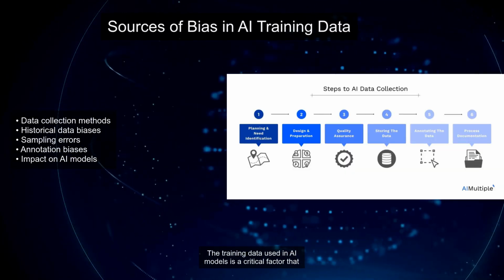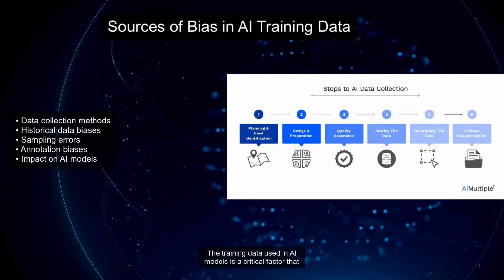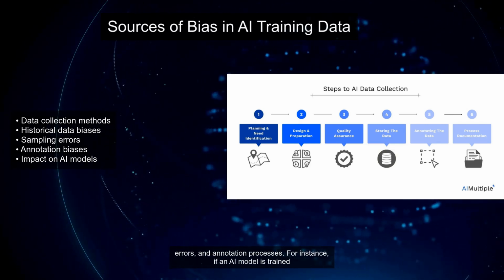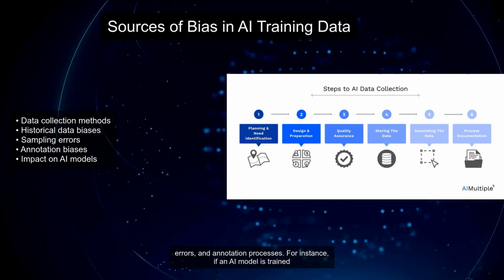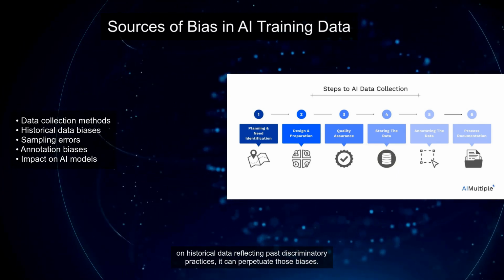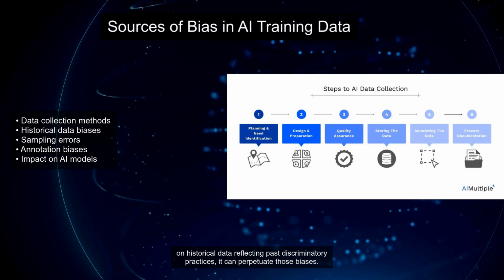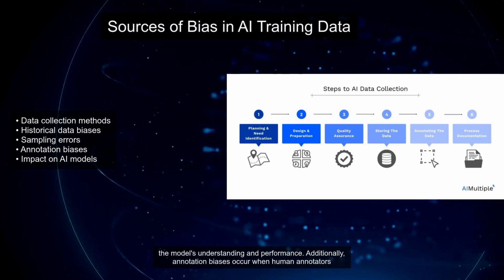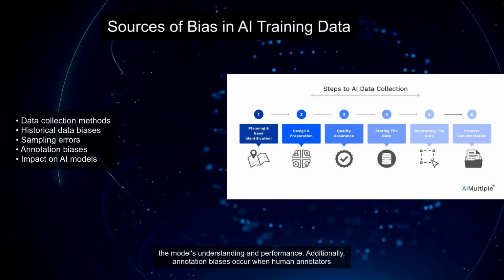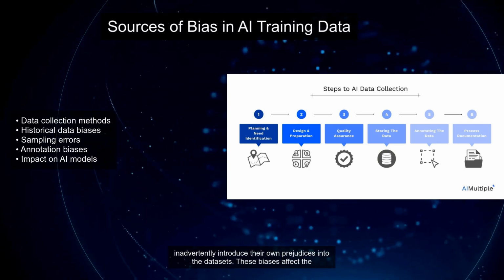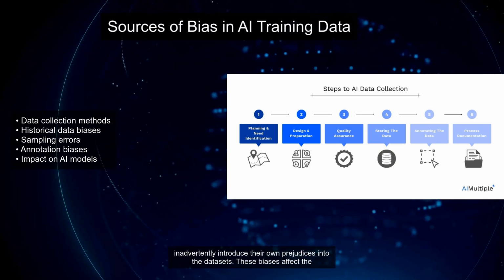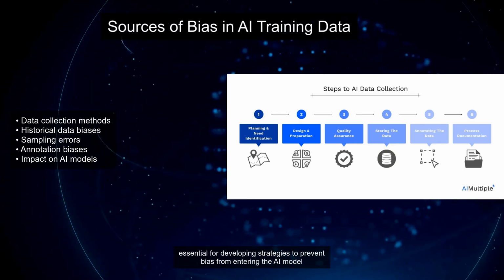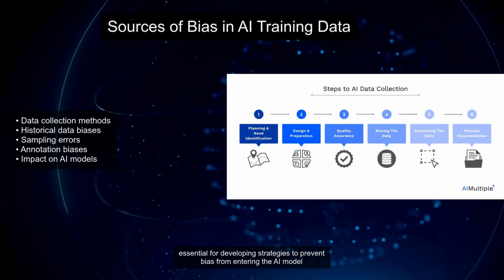The training data used in AI models is a critical factor that can introduce bias. Bias in data often stems from historical biases, sampling errors, and annotation processes. For instance, if an AI model is trained on historical data reflecting past discriminatory practices, it can perpetuate those biases. Sampling errors, such as overrepresenting certain groups while underrepresenting others, can skew the model's understanding and performance. Additionally, annotation biases occur when human annotators inadvertently introduce their own prejudices into the datasets. These biases affect the AI's ability to make fair and accurate predictions.